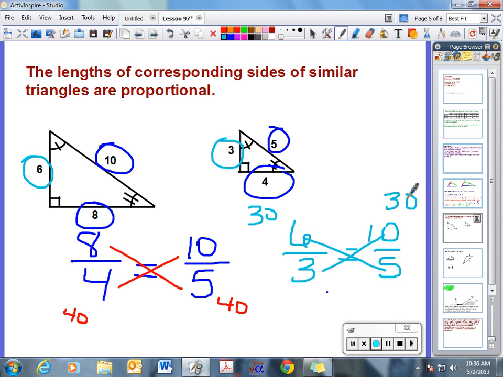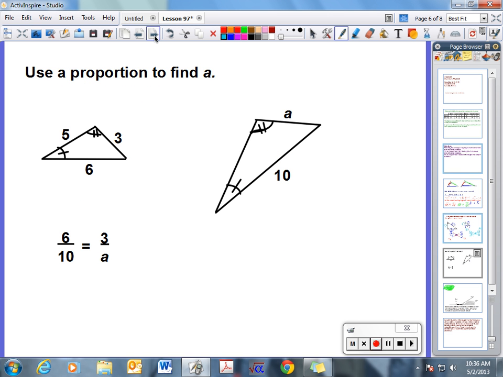Now, where that really helps us out is if they give us some of the side measurements, but they leave one out. For example, here we're solving for A, okay? So what they did is they set up a proportion. We know that this side corresponds to that side. So I put 6 over 10 in my proportion down here, okay?